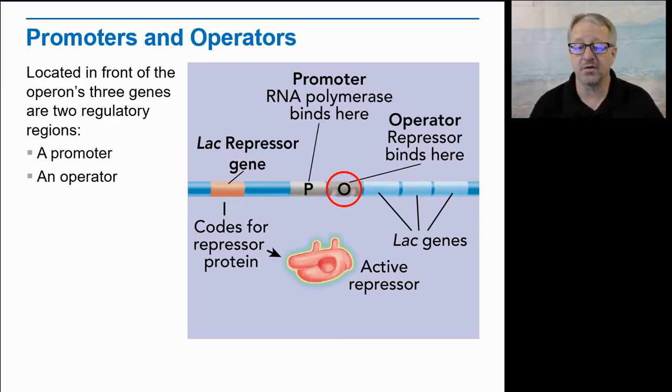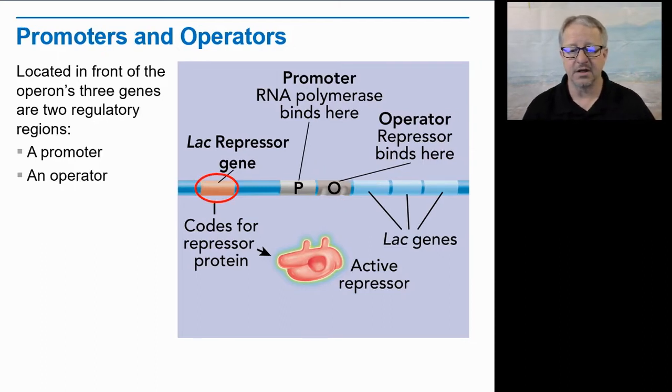The gene that codes for the repressor protein is located before the promoter region, right there. So what is the function of the repressor? It can bind to the operator, blocking RNA polymerase and stopping transcription and therefore gene expression. Notice that the Lac genes are down here, further down the DNA.